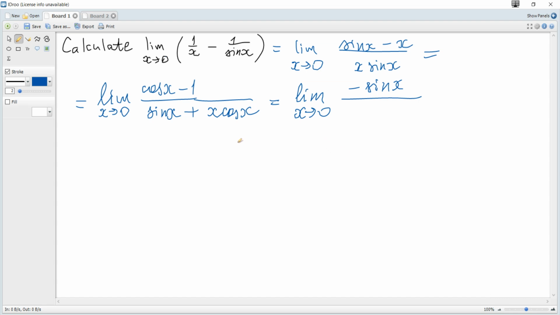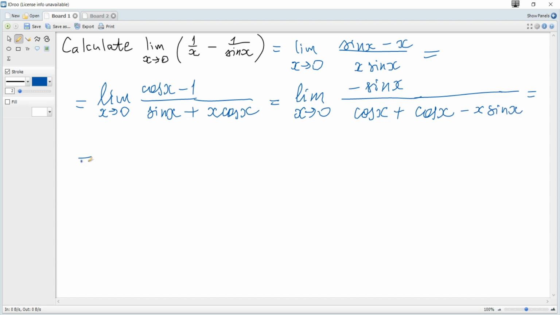And the derivative of the denominator becomes sine's derivative, cosine, plus the derivative of x cosine. It's again a product, so apply the product rule: x's derivative multiplied by cosine, so it's just cosine, and x multiplied by the derivative of cosine, which is x multiplied by negative sine, so it's minus x sine of x.